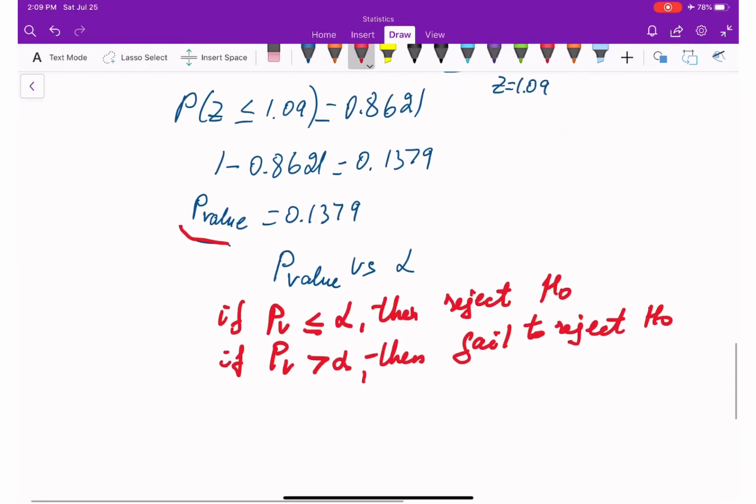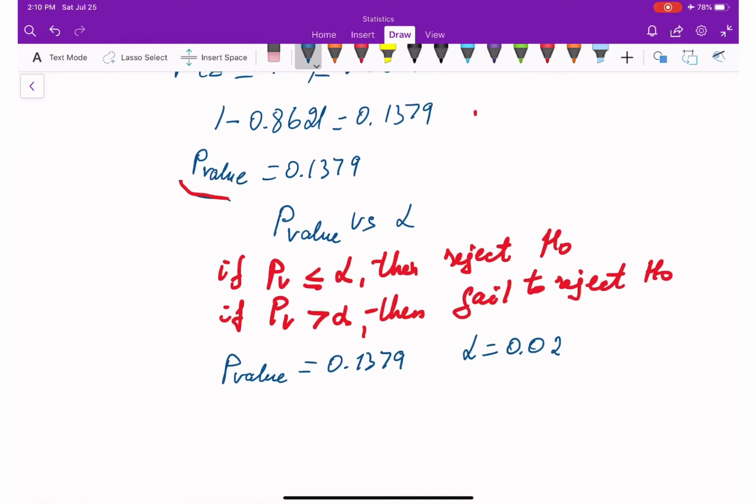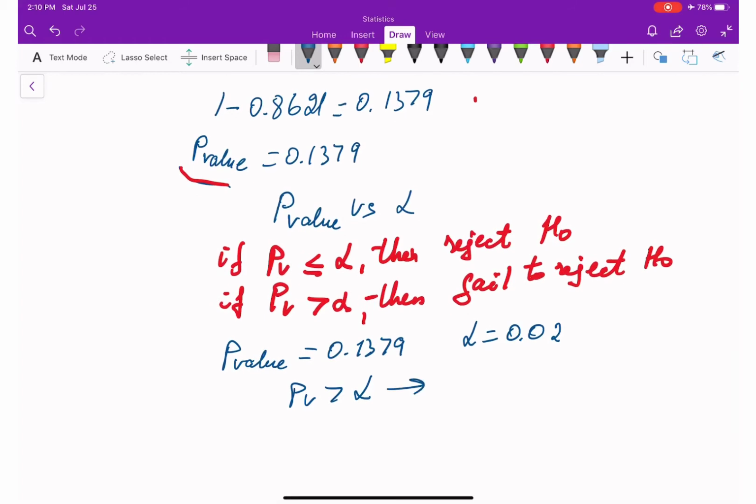So our p-value is 0.1379. Our alpha is 0.02. So what can we say? 0.13, our p-value is greater than alpha, right? Correct? Therefore, what do we say? Fail to reject the null hypothesis. Okay. Next one.